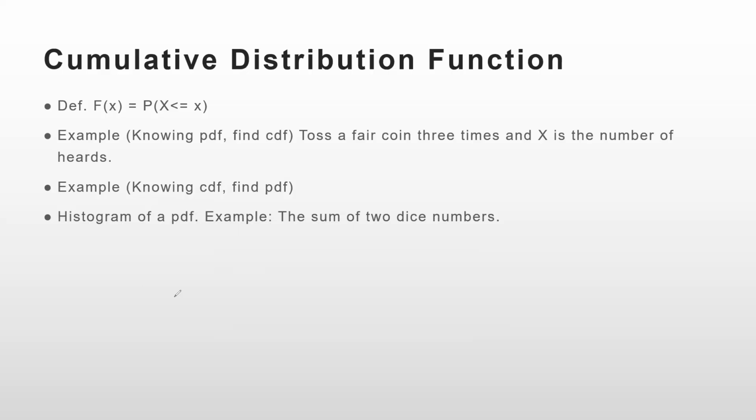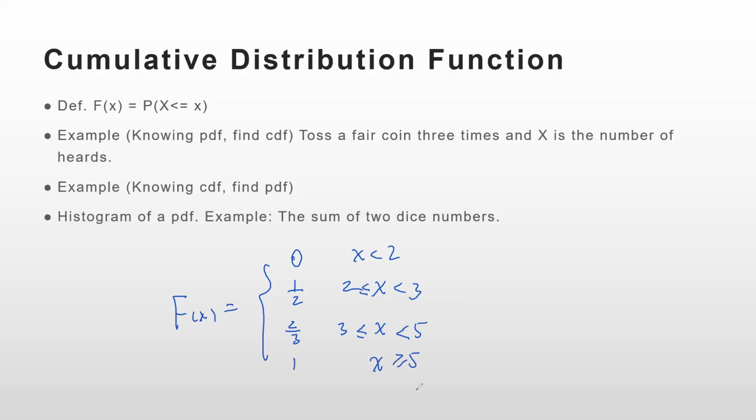So let's say F(x) equals 0 for x less than 2, and then 1/2 for x greater than or equal to 2 and less than 3, and then 2/3 when x is greater than or equal to 3 and less than 5, and then 1 for x greater than or equal to 5. So you want to see where the CDF has a jump.